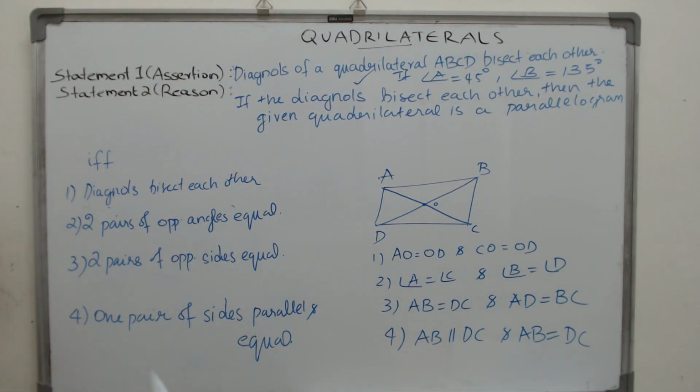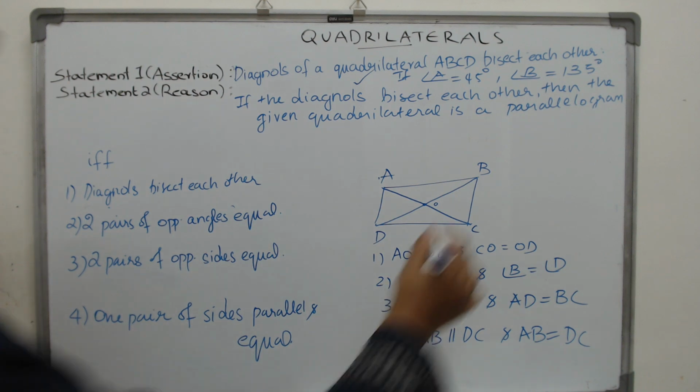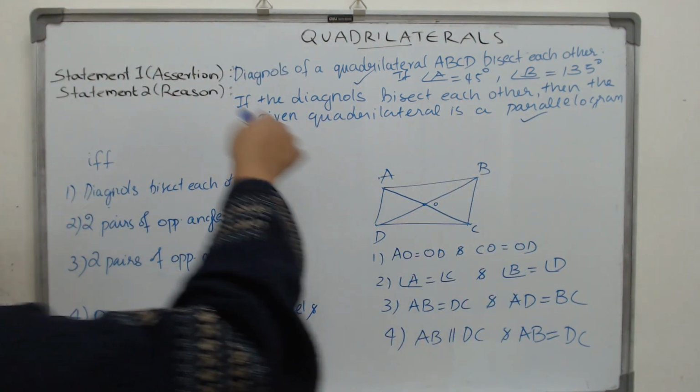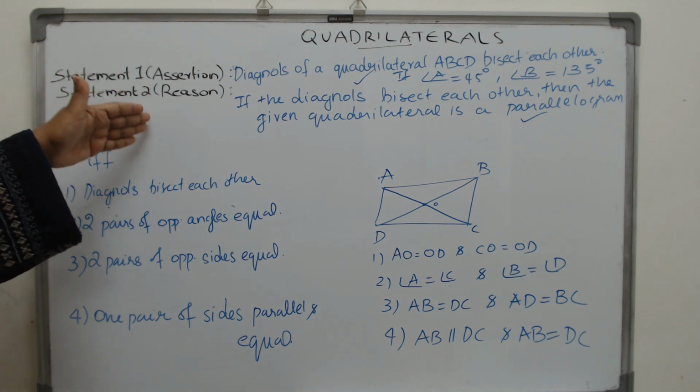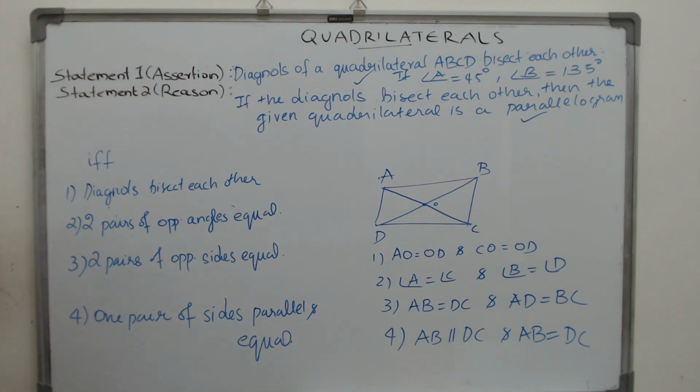Look at the second statement. Diagonals bisect each other. That is enough. It is a parallelogram. Is it true? Again correct. Is this the reason? Again correct. So both are true, and the second one is the reason for the first one.